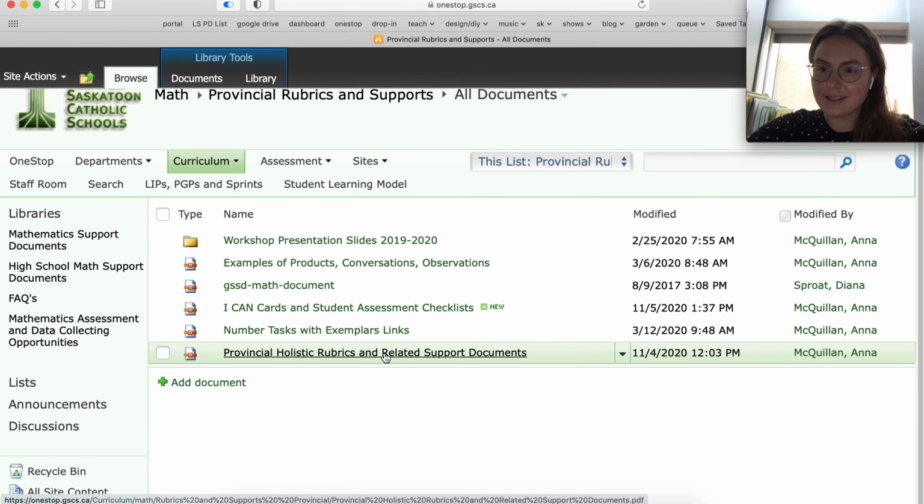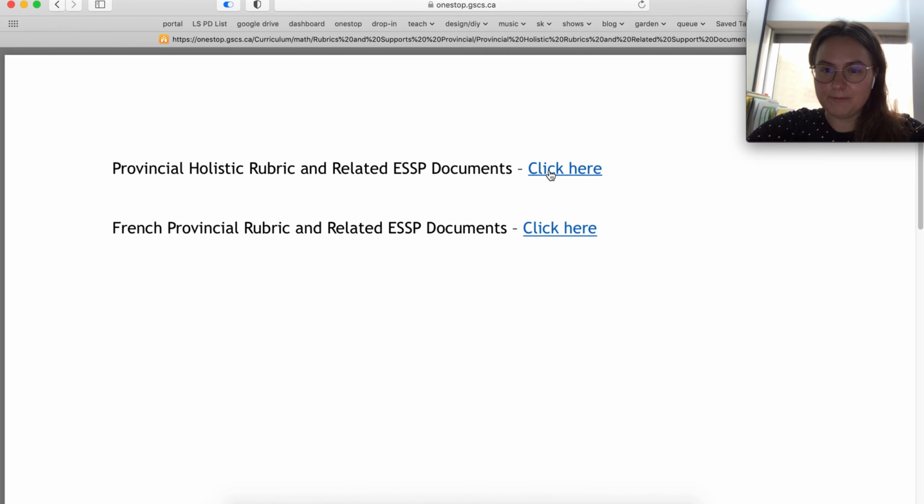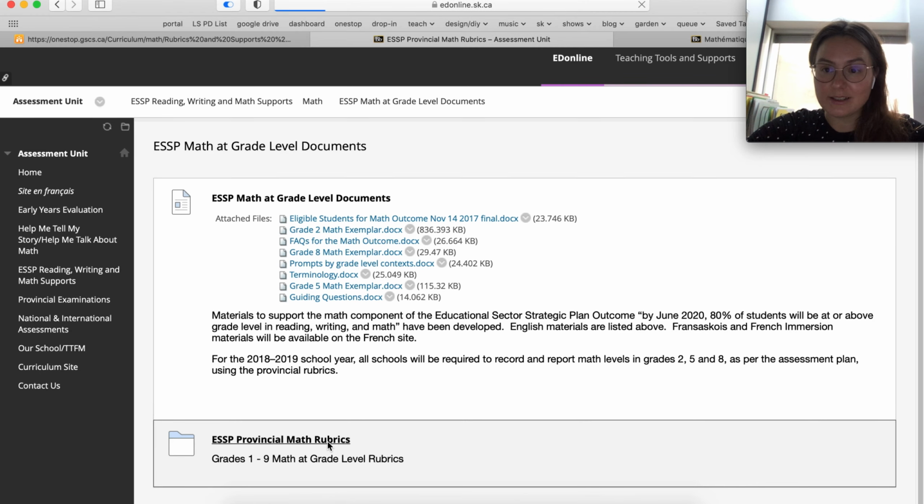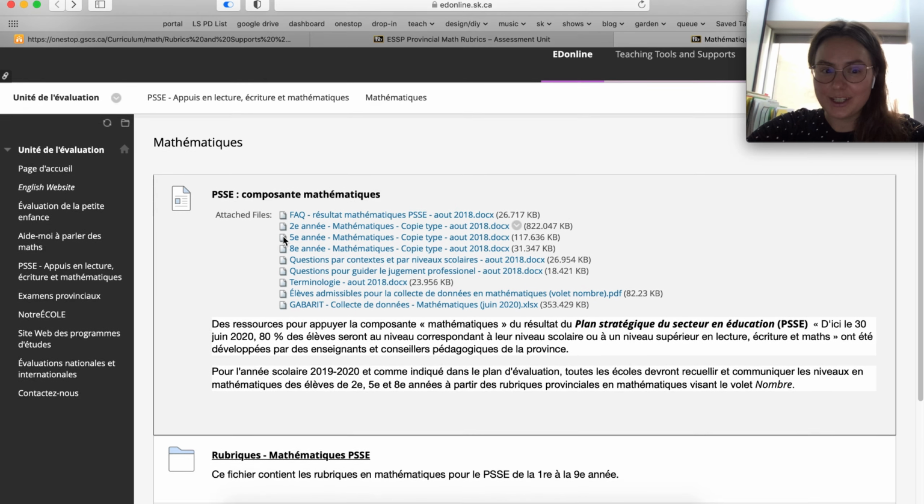So here's where you can access all of the rubrics and the supporting documents. In English and in French. Here are the supporting documents, and this is where you can access the rubrics here. And in French, rubrics.